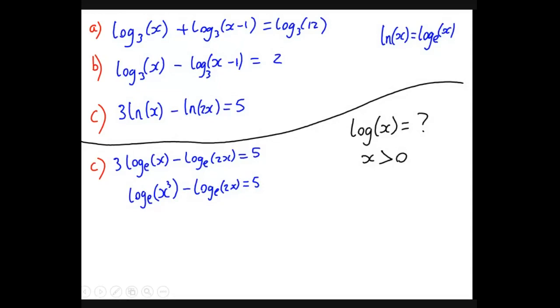Okay, so what can we do at this stage then, Sarah? If we were to combine logs? Well, due to the laws, yeah, it would be log to the base e of x cubed over 2x, equals 5. And e to the power of 5 is x cubed over 2x.